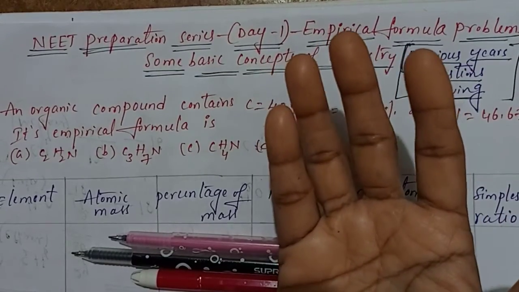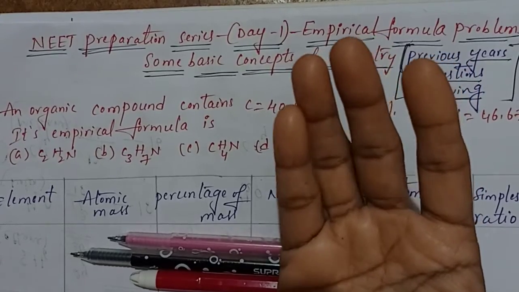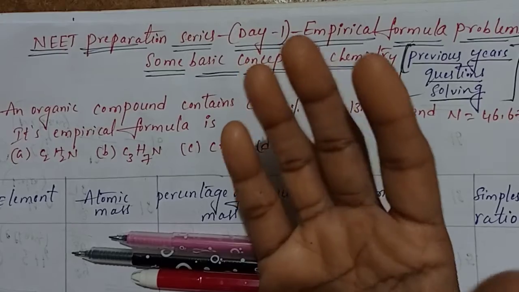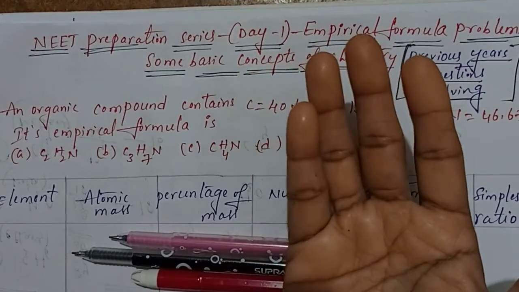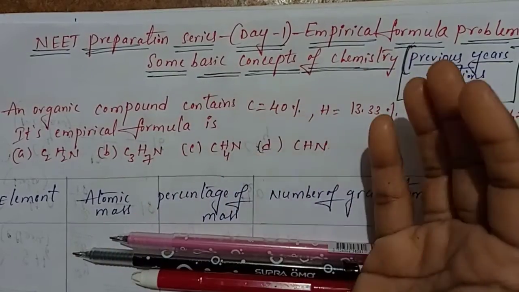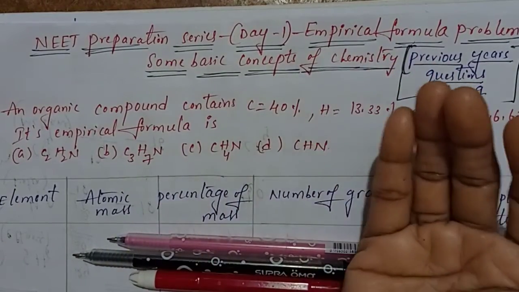So we know that in the last sections we discussed what the empirical formula is, students. Empirical formula is nothing but the simplest form of the molecular formula, correct? So that is nothing but the empirical formula. So how to solve empirical formula problems, how to find it.